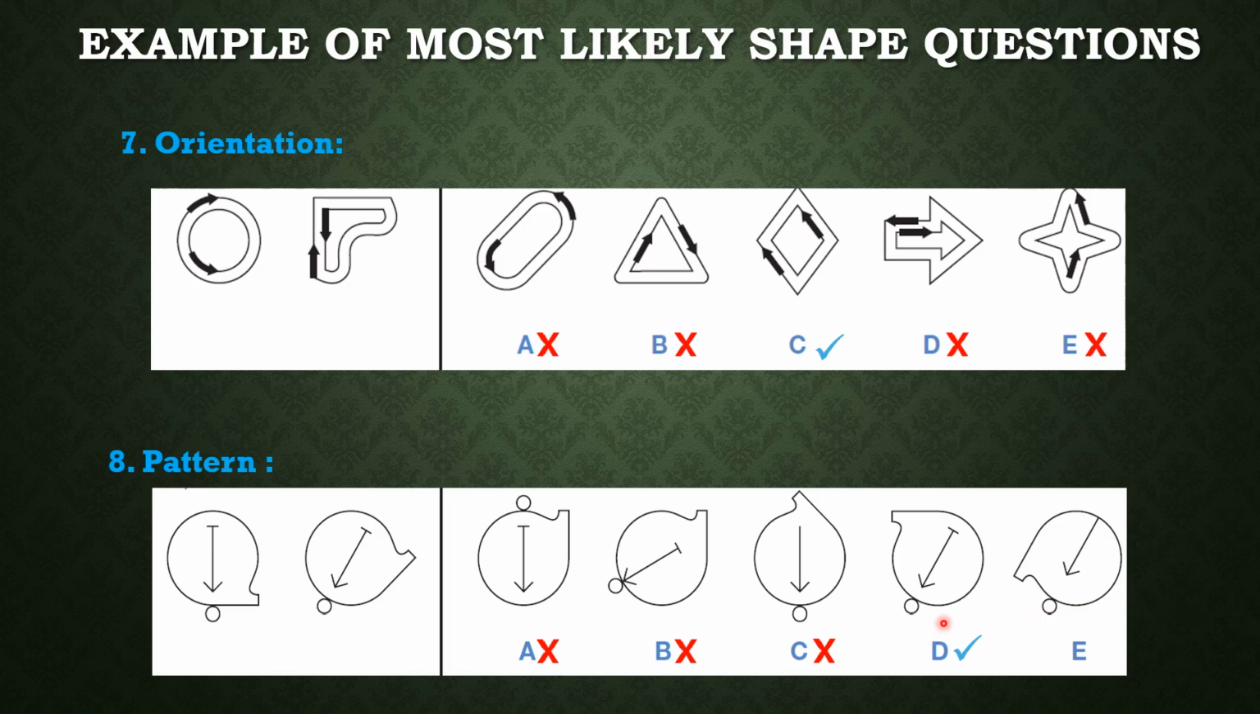Why? Because it is following the perfect pattern. The arrow is pointing towards the circle and also the additional edge, which is outside of this particular image, is pointing in the anti-clockwise direction. And the option E cannot be the one because the arrow is touching the outer side of the image. So the answer is D here.